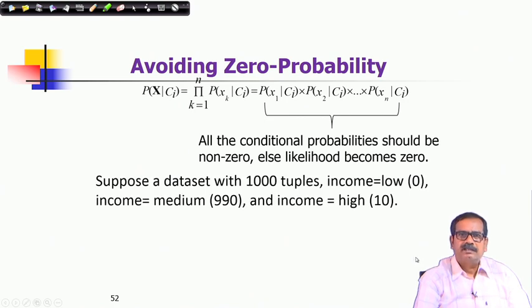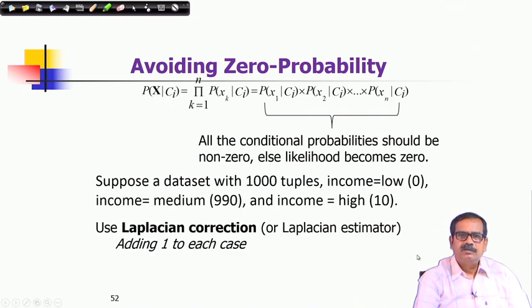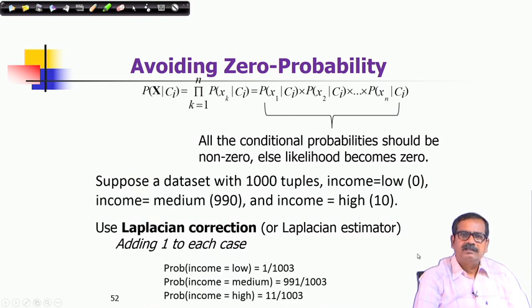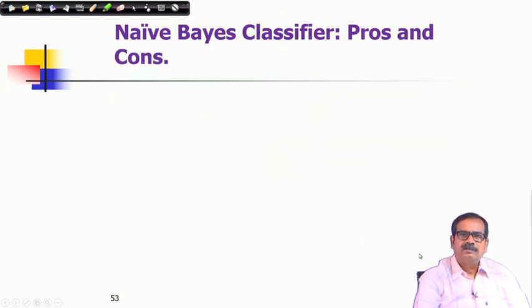So, this is one example: a data set with 1000 tuples, income equal to low 0, income equal to medium 990, and income equal to high 10. We use a correction called Laplacian correction or Laplacian estimator by adding 1 to each case. So, instead of 0, we consider the value 1. We get a very low probability and we avoid the problem of zero probability in computing likelihood.